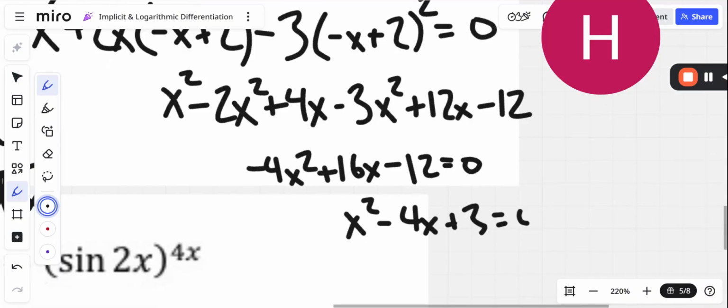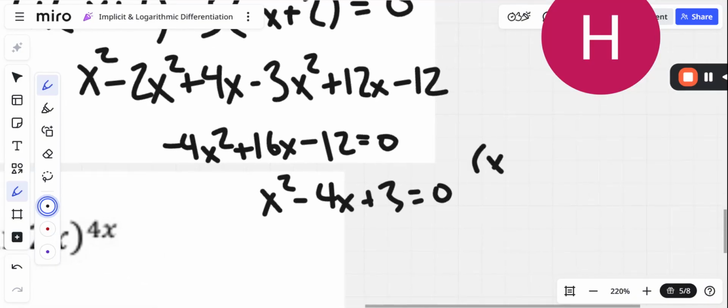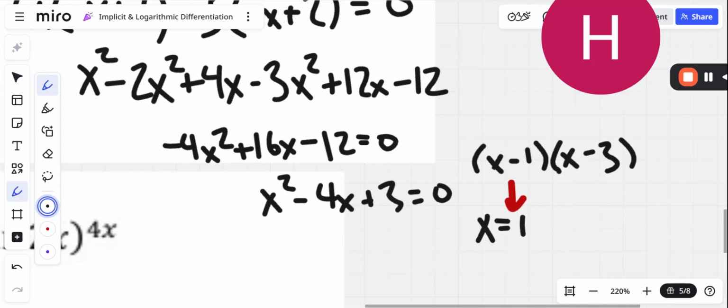And here we have two factors, x minus 1 and x minus 3. We already know about the x minus 1 factor, because we know that x equals 1 is a point on the line and a point on the equation. That's how we got that normal line from part A, by using the point (1, 1). But this other one is new.